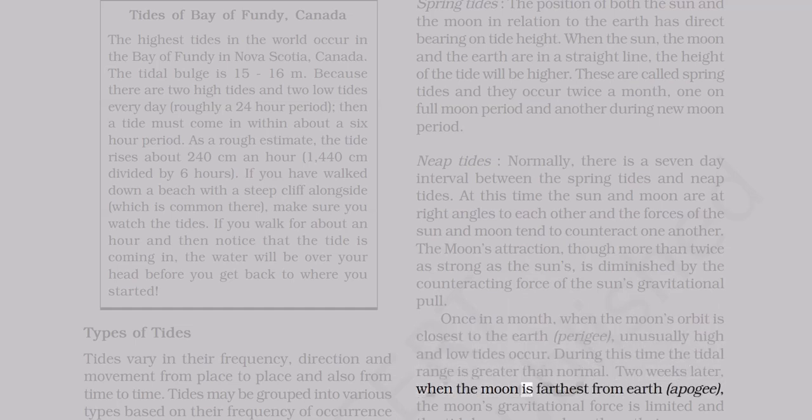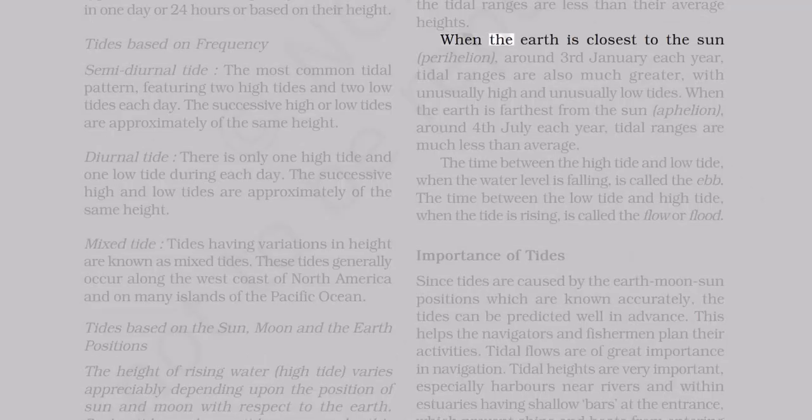Two weeks later, when the moon is farthest from Earth (apogee), the moon's gravitational force is limited and the tidal ranges are less than their average heights. When the Earth is closest to the sun (perihelion), around the 3rd of January each year, tidal ranges are also much greater, with unusually high and unusually low tides.